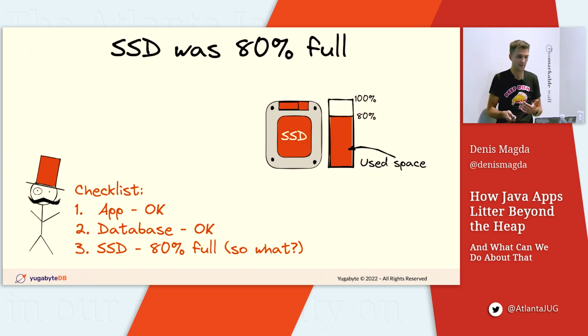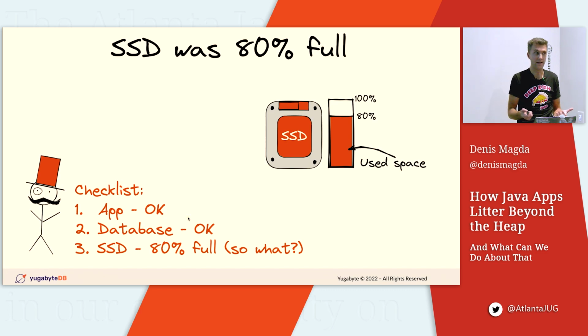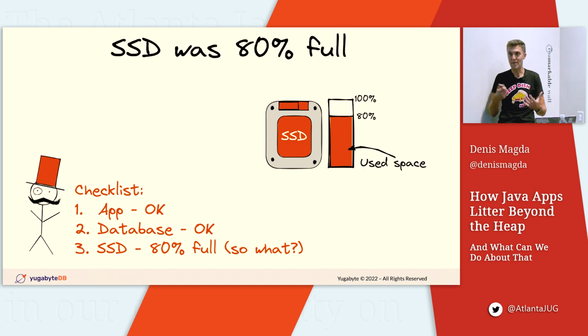So what's happening? As an engineer, he checked everything. All is good with the application, with the JVM. No symptoms from the database level, all is fine. But the only hint is that the SSD is 80% full. And that's the only thing that is different from his previous test. So how can this SSD size impact the performance and throughput of the application?